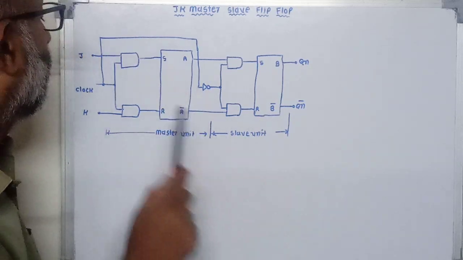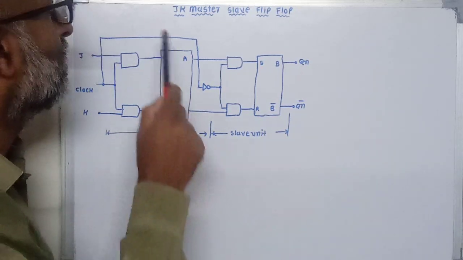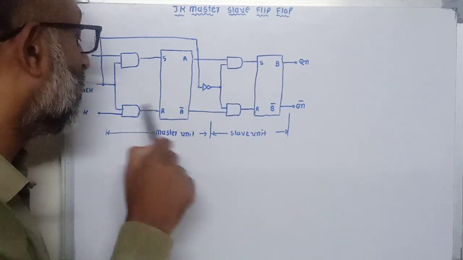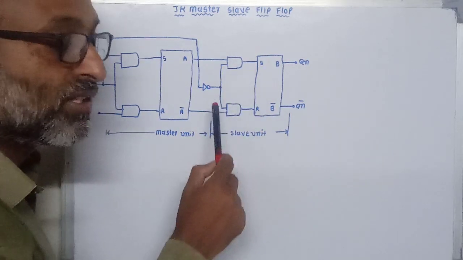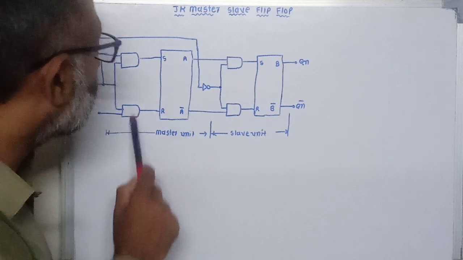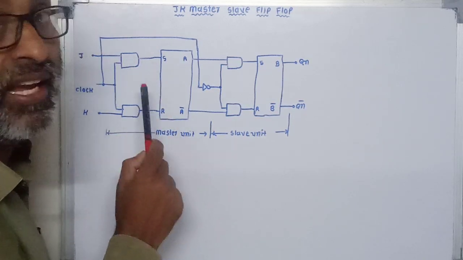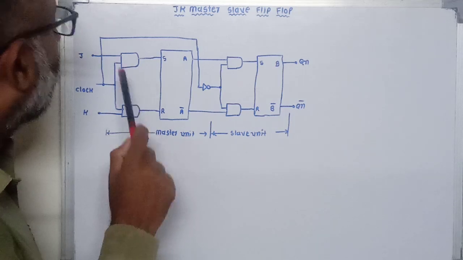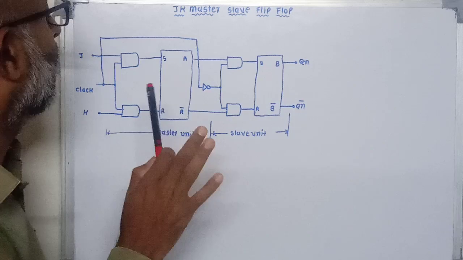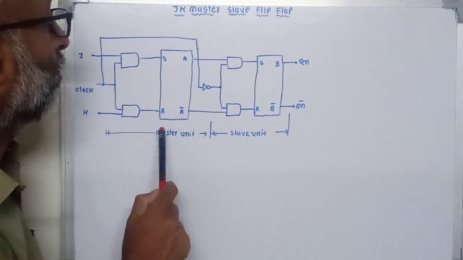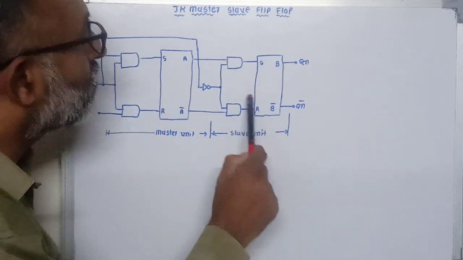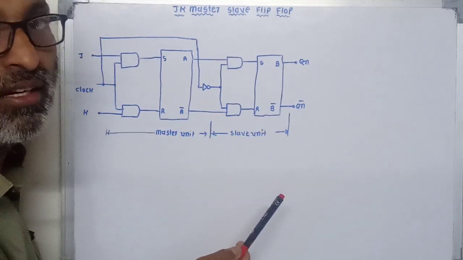It is most important: when the master unit is enabled, the slave unit is disabled, and when the master unit is disabled, the slave unit is enabled. So when the clock signal is 1, the master unit becomes enabled, and whatever your input JK is, it is transferred to the A and A bar respectively. It is most important. Now the master unit is disabled and the slave unit is enabled.